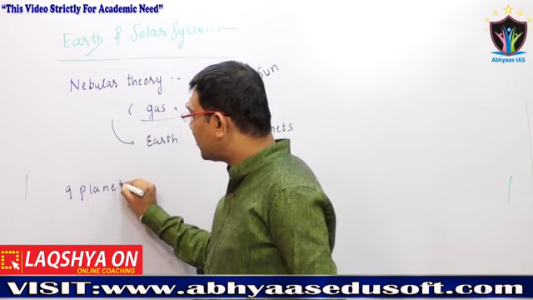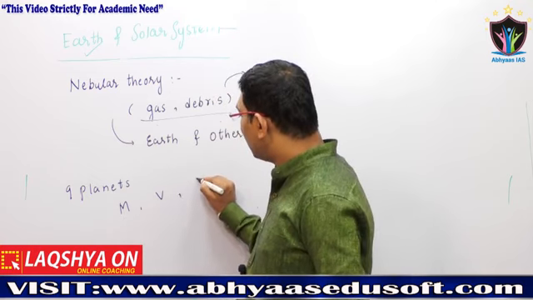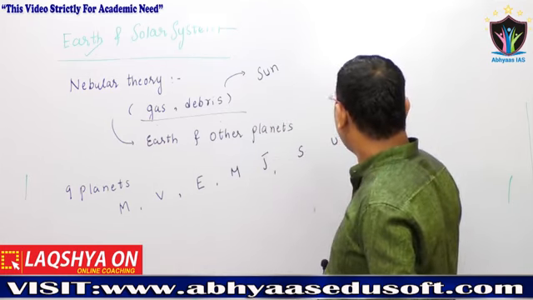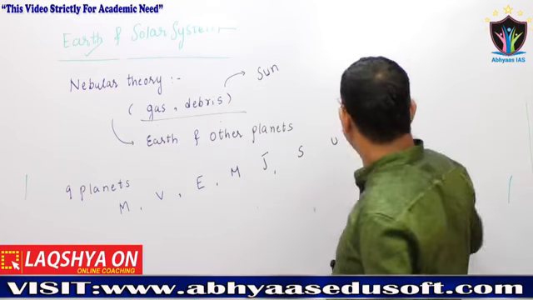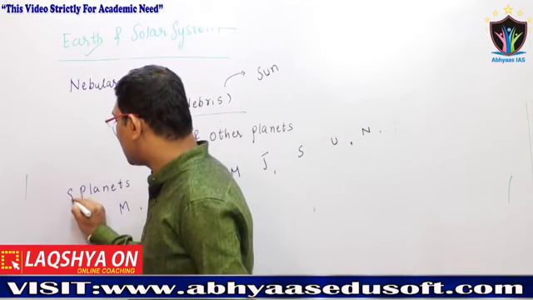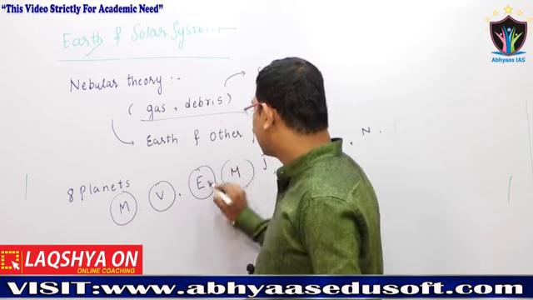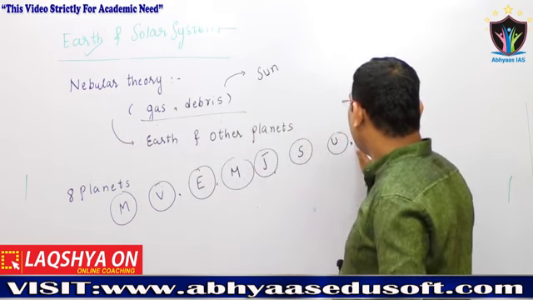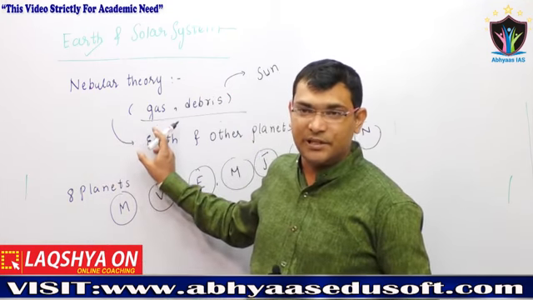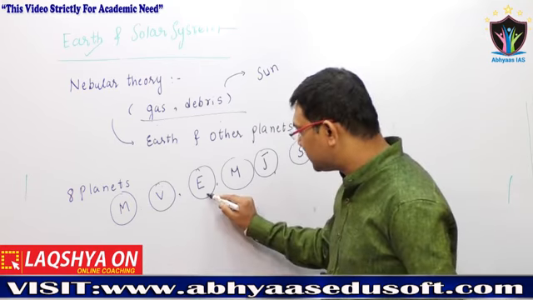In our solar system there were 9 planets. The first planet is Mercury, Venus, Earth, Mars, Jupiter, Saturn, Uranus and Neptune. Pluto we generally eliminate. So 1, 2, 3, 4, 5, 6, 7, 8, there are 8 planets in our solar system, as you know. All these planets are formed by the process of nebula, nothing but the gas and debris of the fast rotating sun.